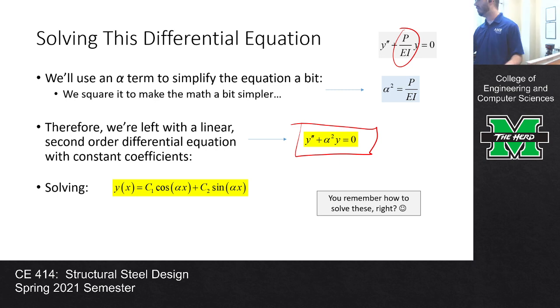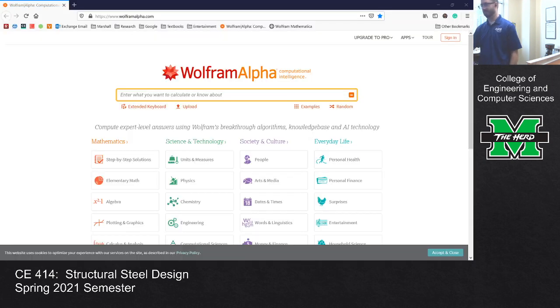Now, I'm smart enough to know that everybody in here should remember how to solve this, and I know how most engineering students will want to solve it. So, what is it? Does this look familiar? You're like, no, we've never used this before.